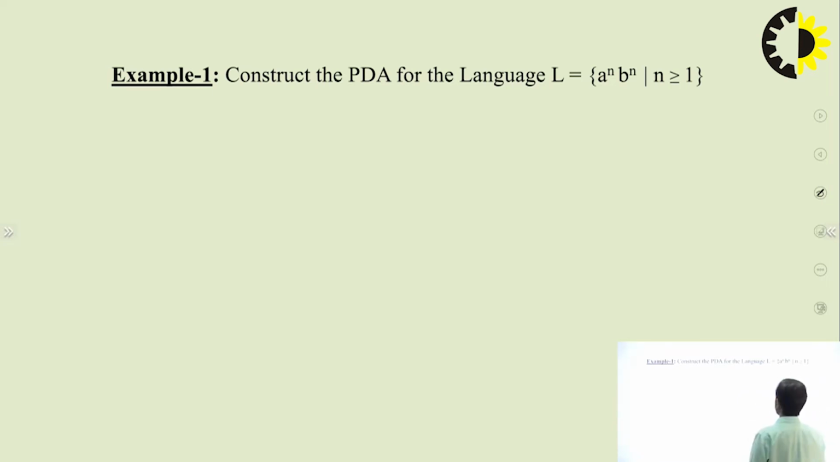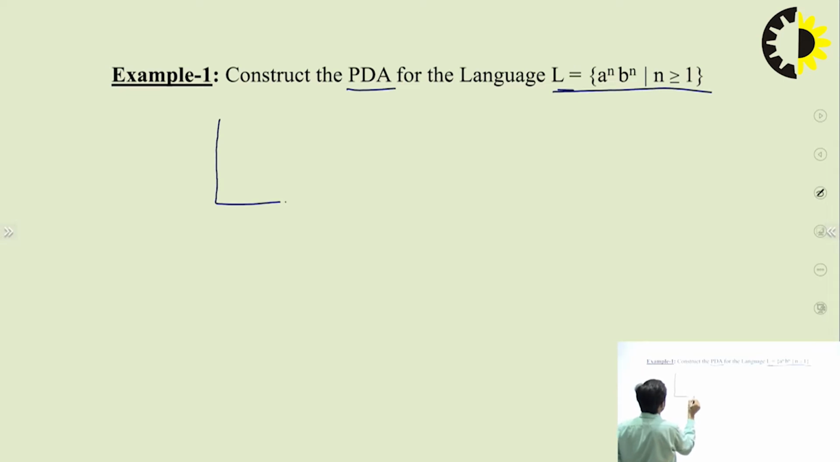Here is example one. Construct the PDA for the language L equal to a raised to power n, b raised to power n, where n is greater than or equal to 1. Before constructing the PDA, let's understand how we can do that.